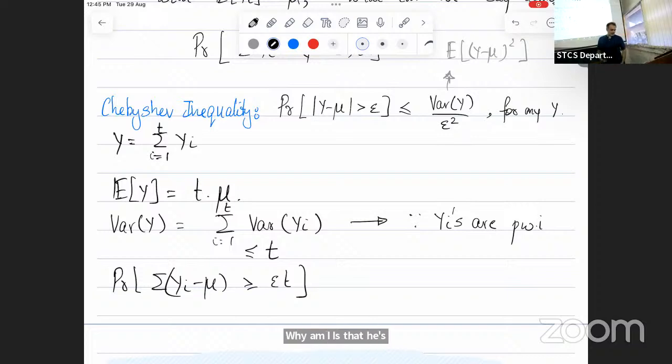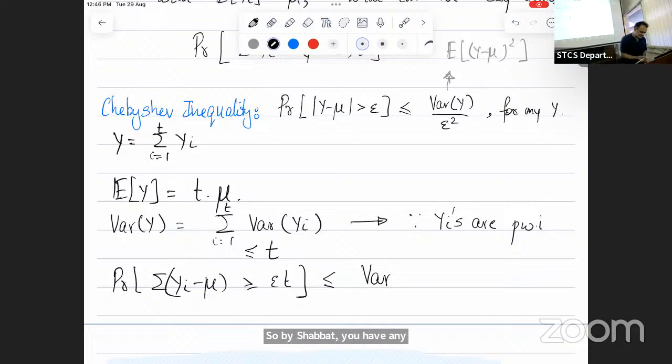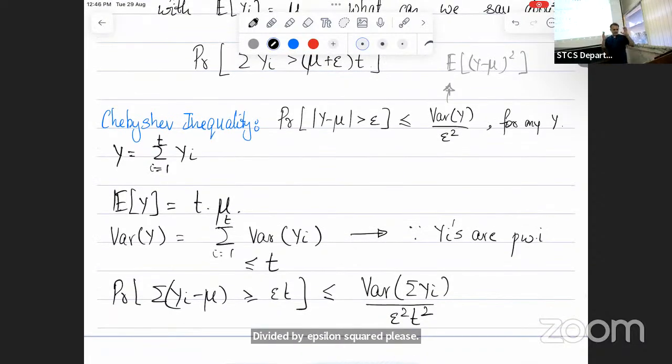Now, if the y's are pairwise independent, then if I just translate them, they're of course going to remain pairwise independent. So by Chebyshev's inequality, this is going to be at most the variance of summation yi divided by epsilon squared t squared. Because Chebyshev's inequality says the probability that a certain random variable deviates from its expectation is at most the variance divided by whatever.